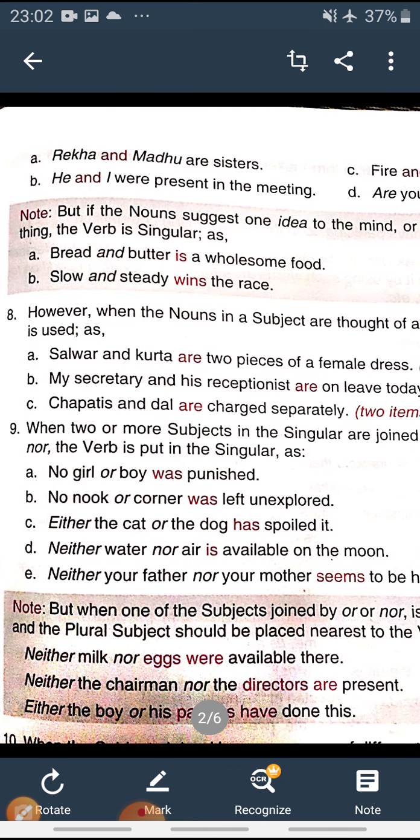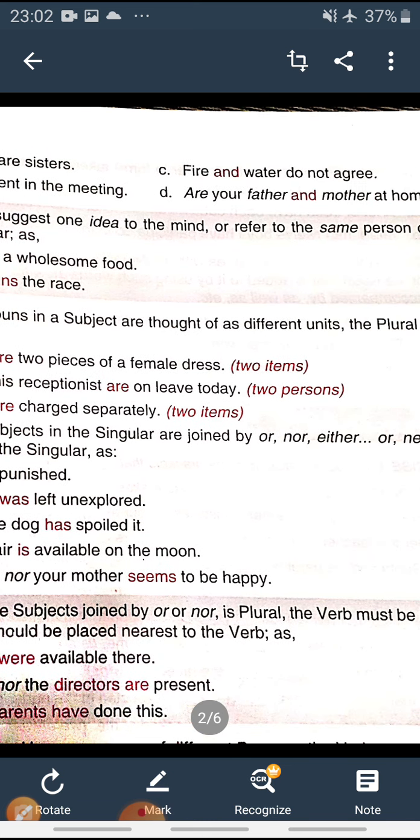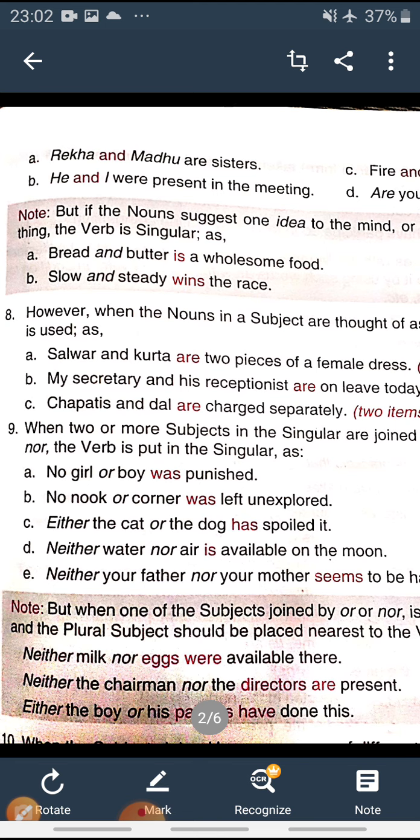But if the noun suggests one idea to the mind or refers to the same person or thing, the verb will be singular. If there are two nouns in the sentence, but they refer to a common idea or the same person, then we use a singular verb. See, bread and butter is a wholesome food. Slow and steady wins the race. We take a singular verb then. So if both the subjects are singular and they represent a common idea or a common person or thing, then we take a singular verb.